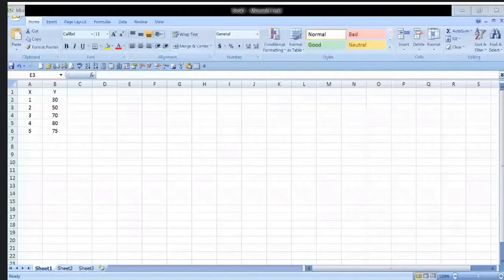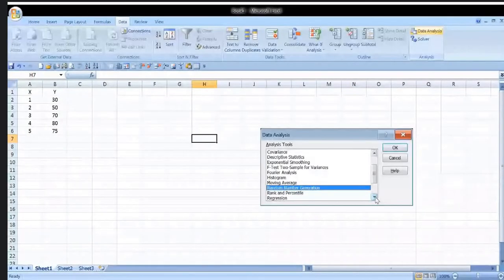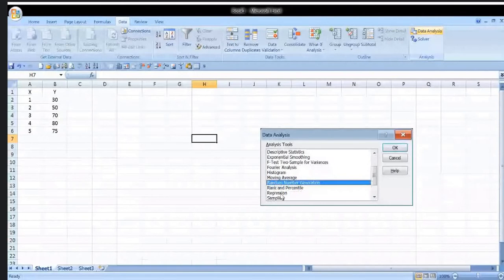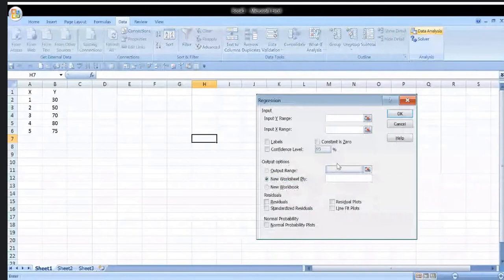This one is Random Number Generation, and this one is Rank. Just click Regression. After that, highlight the Y values, which start from 30 until 75. After that, click the X values, starting from number 5. After that, click OK, and we can get the result. This one is the result from Excel.